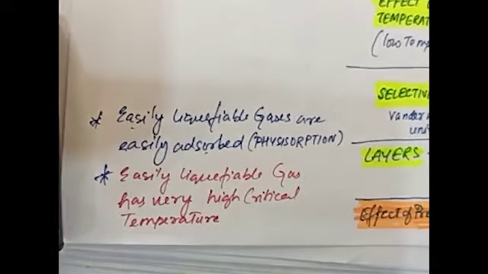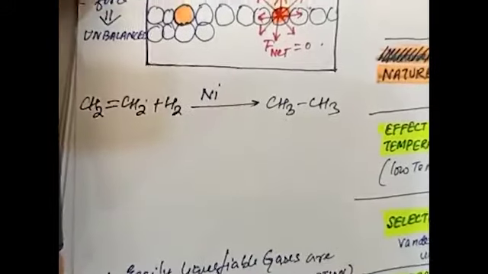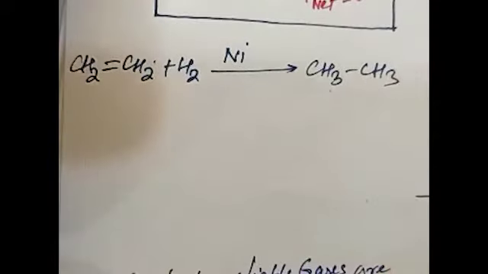Fine. So we have understood that there are two categories of gases. One is easily liquefiable and one is the non-easily liquefiable gases. Okay, good enough. Now let us take an example. Physical adsorption और chemical adsorption दोनों का example इसमें दिखेगा.